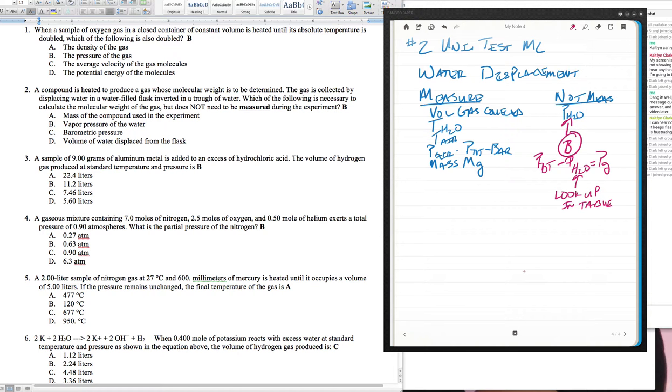So that's one of the tricky questions that pops up a lot. The water displacement lab is very popular in AP chemistry. And so if it's not in the multiple choice, it's in the free response or both. In this case, it's going to be primarily in the free response.